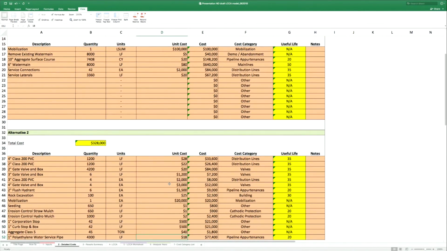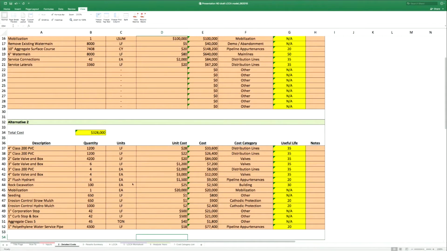Now we have a second alternative here. Again, same thing, detailed cost estimate. We have quantities, linear feet, unit cost, get us to a total cost for each of the elements. We've got distribution lines, valves, pipeline appurtenances, mobilization, cathodic protection, other. And so each of these has a useful life. So all of that gets entered, and you get the total construction cost.